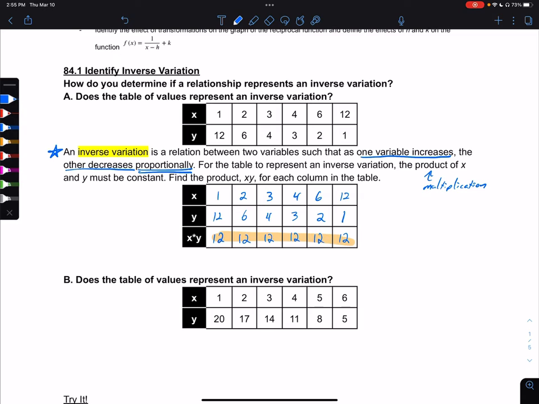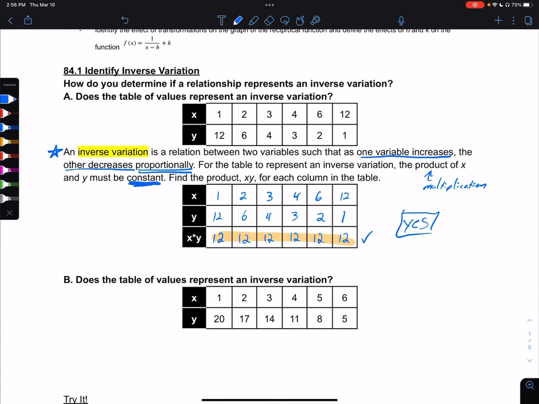They're all the same. So if the xy, the product, is constant, then you do have inverse variation. So the question, does the table represent an inverse variation? We would say yes. You do need to do every single column to make sure that they're all 12. If the first 5 were 12 and then this one was, say, 13 or any other number, it would not be inverse variation. Every single one has to be exactly the same.